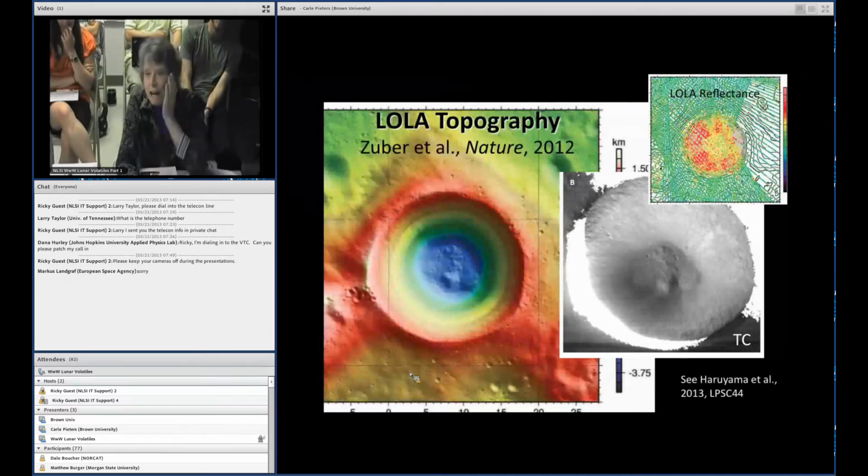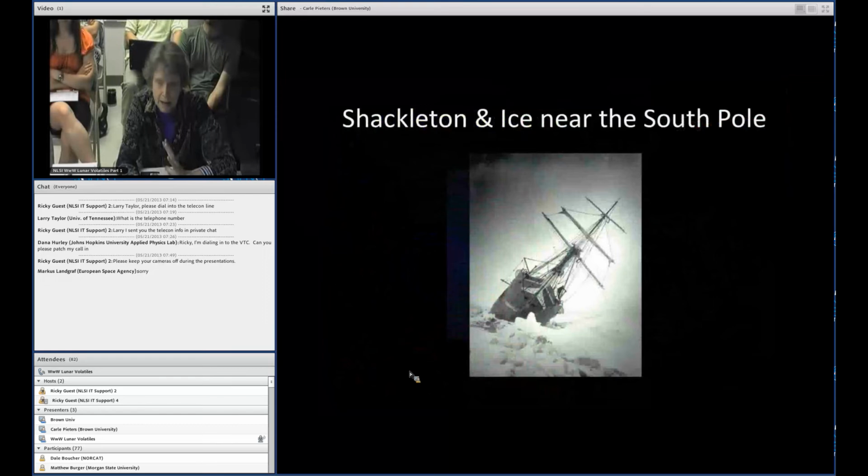Okay, moving ahead. Oh, and I should point out that at the last LPSC, Haruyama gave a really lovely presentation where they looked closely at the multiband imager for that little bit of Shackleton that's exposed, and it's quite consistent with what we call pure anorthosite, which is one of the brightest minerals you have on the surface of the moon. So it's expected that Shackleton really is heavily anorthositic, as you may expect from its location. But that also contributes to the brightness.